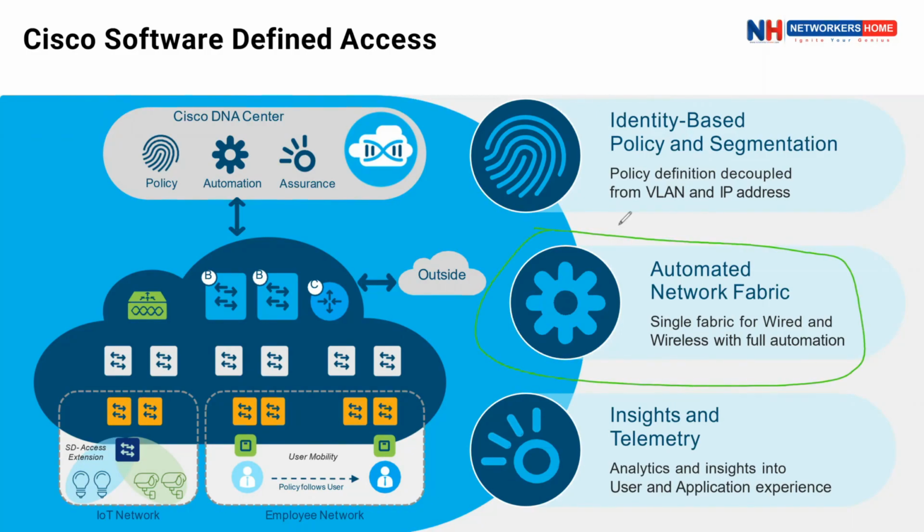Let's jump on to automated network fabric. You see, a single fabric has, this is wireless, a single fabric has the wired connectivity. Now consider this IP camera. Obviously, they have to connect it by a wire. There are IP cameras which work on wireless, but it is recommended to connect it in a wired format.